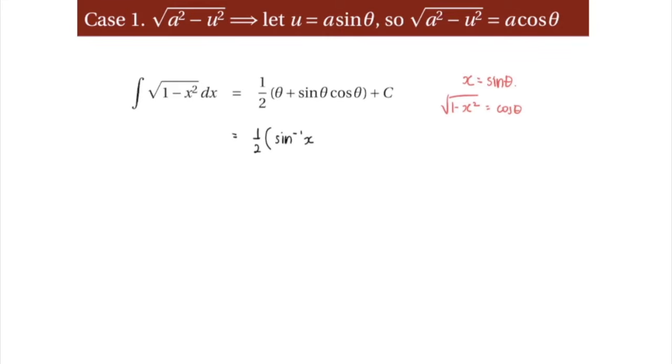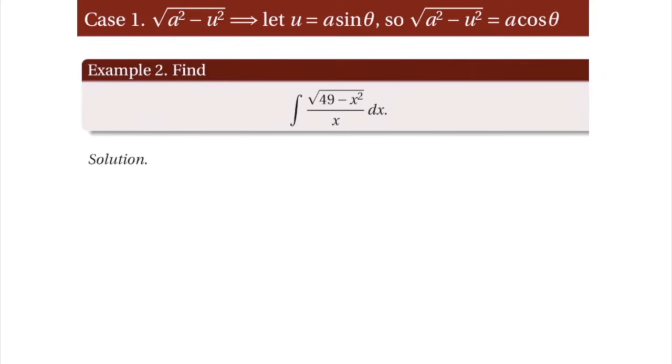And then plus, sine theta is x. Cosine theta is the square root of 1 minus x squared. And then plus the constant. And so, ito na ngayon yung final answer natin.